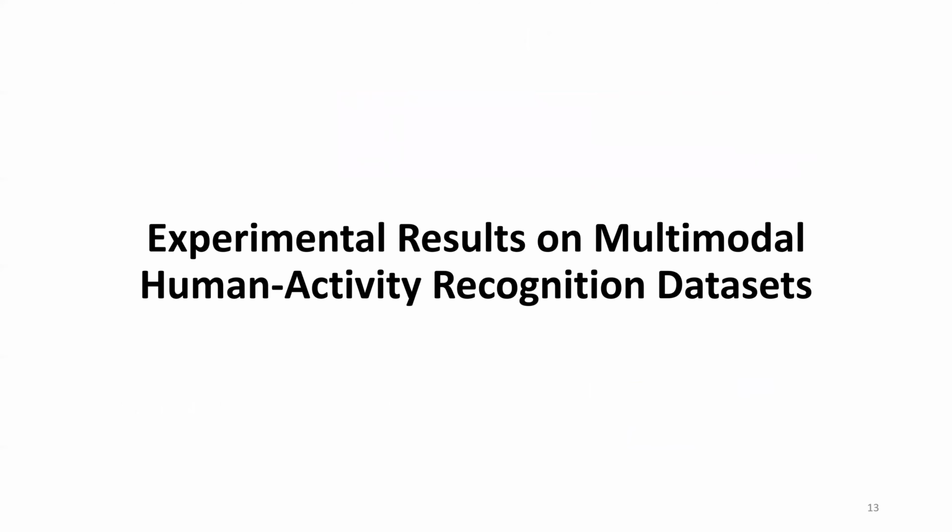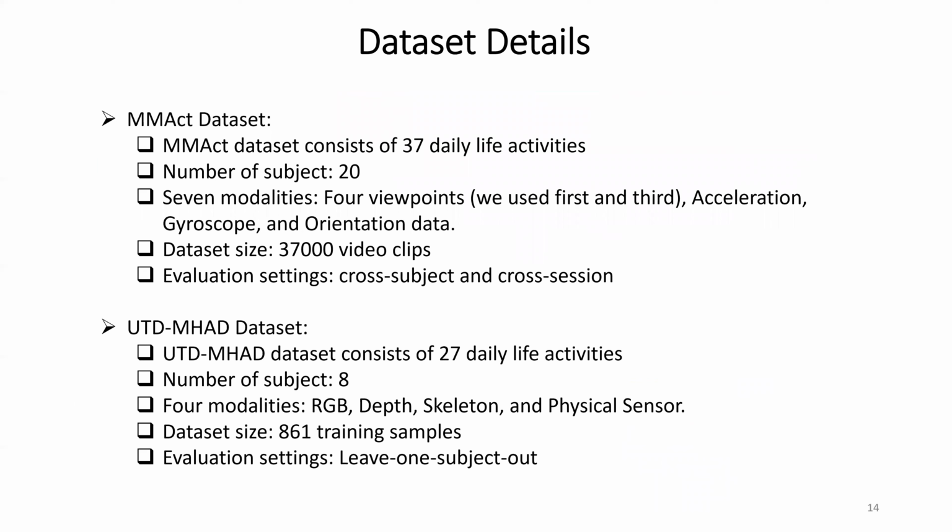So we conduct these experiments on 2 multimodal activity recognition data sets. One is the AMEC data set and another is the UTM head data set. In the AMEC data set, we have 37 daily activities, which were performed by 20 subjects, and it has 7 modalities, which include 4 viewpoints and some physical feature sensors. And it contains 37,000 video clips and 2 evaluation settings: cross-subject and cross-session.